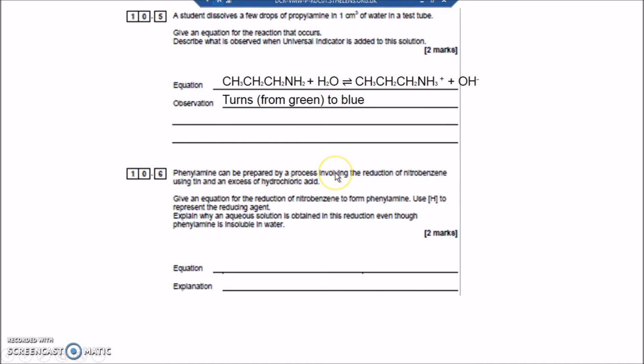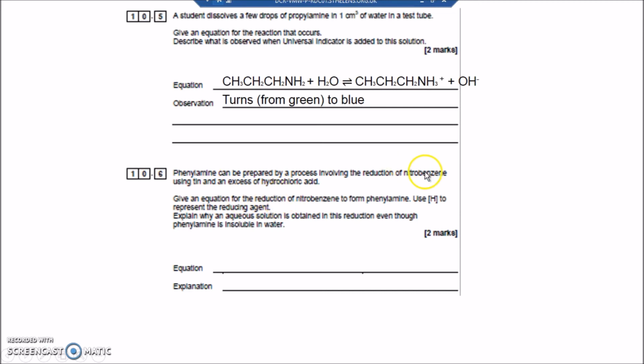Propylamine can be prepared from a process involving the reduction of nitrobenzene. So benzene, a benzene ring with an NO2 on it, using tin and an excess of hydrochloric acid. Another way of getting NO2 groups on a benzene to an NH2, phenylamine, an amine, would be to add hydrogen and nickel. But in this case they want to add tin and hydrochloric acid. It's another way of doing it. Give an equation for the reduction.